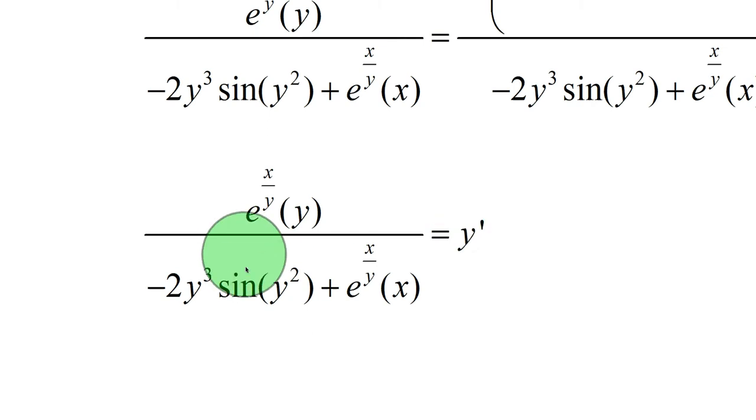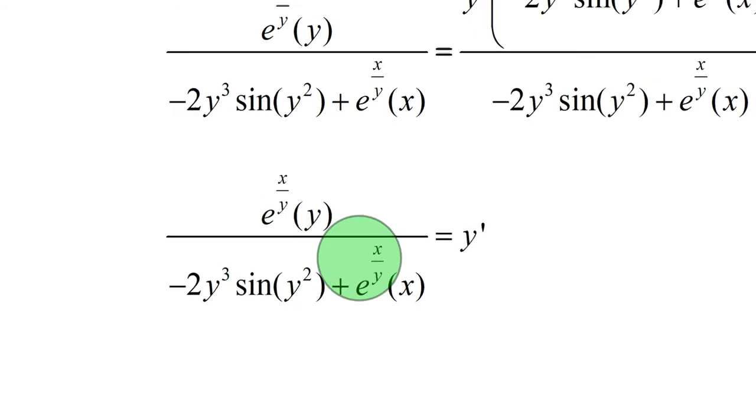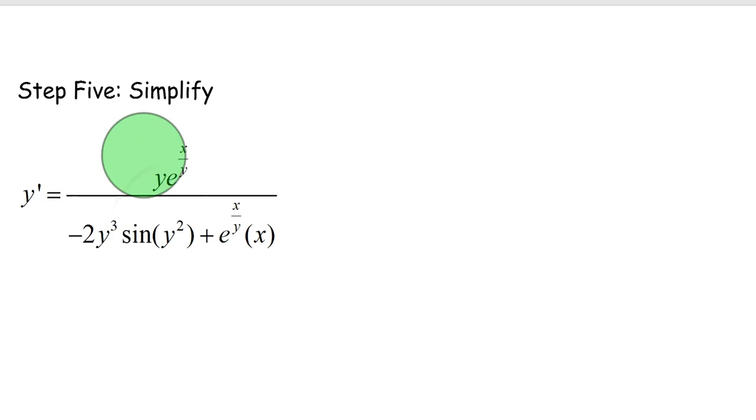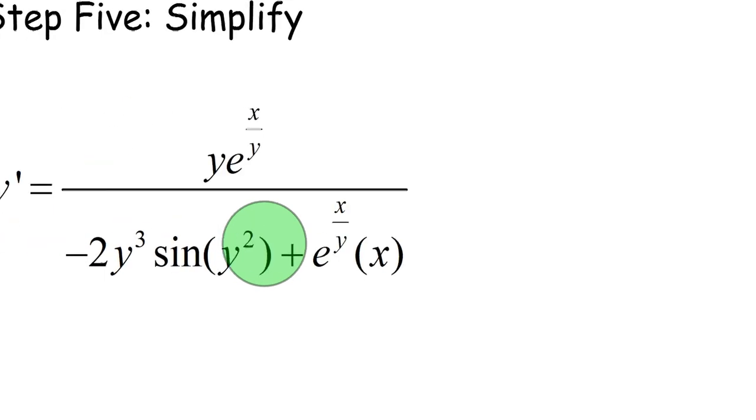And again, if you wanted to find the slope of the tangent line, if you had a point, you plug in the x coordinate and the y coordinate, and that would give you the slope of the tangent line for this particular derivative. Doing some simplification, our final answer is e to the x over y divided by negative 2y cubed sine of y squared plus e to the x over y times x. Final answer for this one.